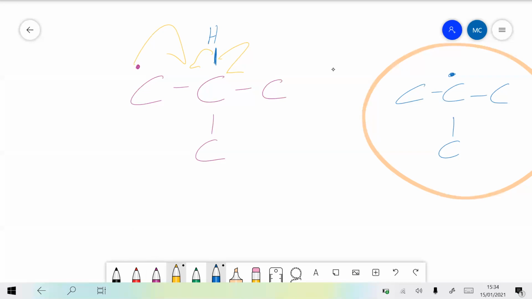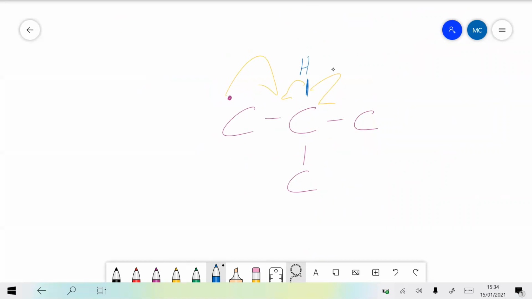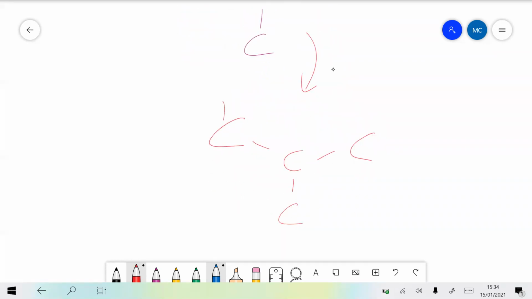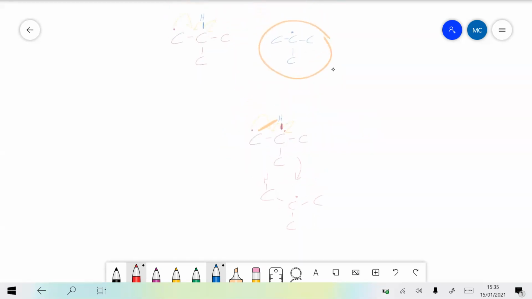So let's see if we just copy it. Okay. So we are making a bond between those, and we are breaking that bond, right? Forming a radical on the carbon. So the end product would be, okay, so it goes from there to there.